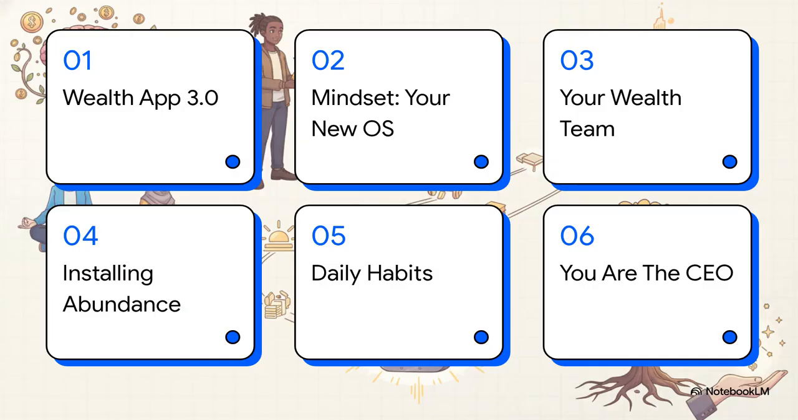Okay, so here's our installation roadmap. This is how we're going to do it. First, we'll cover the upgrade itself. Then we'll install the new operating system for your mindset. After that, we'll assemble your personal wealth team. Then comes the big one, running the core installation ritual. Then we'll set up the daily habits to keep it all running smoothly. And finally, we're going to hand you the keys, because you're the new CEO.